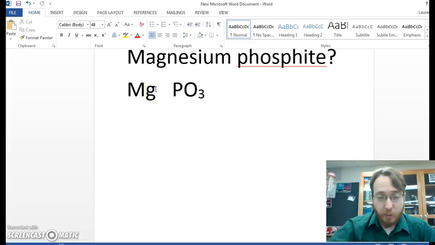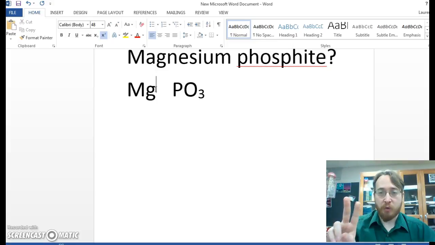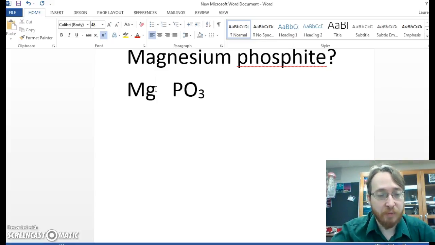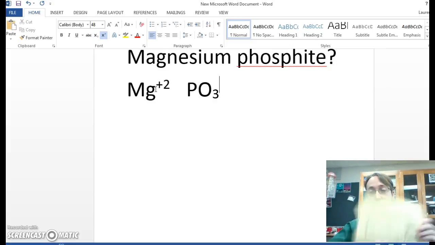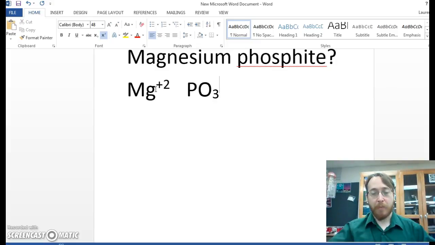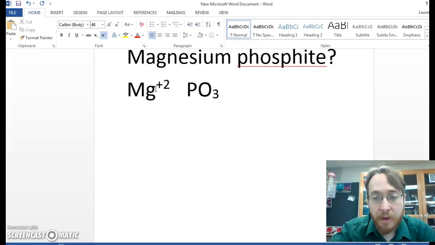So to find the charge for magnesium, we look at the periodic table. Magnesium has 2 valence electrons. It has a low electronegativity. That means it's going to lose electrons. So if it has 2 valence electrons, it can lose 1, 2 before we go down to its next full shell. So it's going to have a charge of +2. Phosphite, well, we can't look up the charge of phosphite on the periodic table. We have to look it up on the back with our polyatomic ion list, and it is -3.